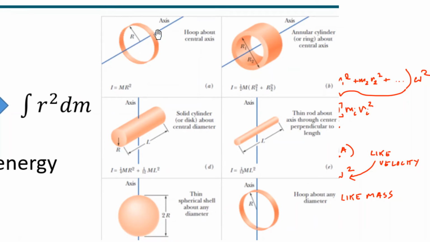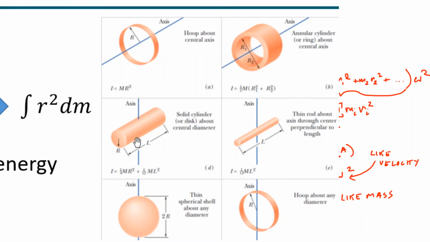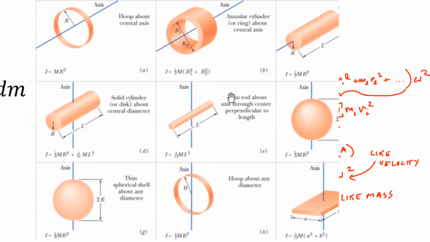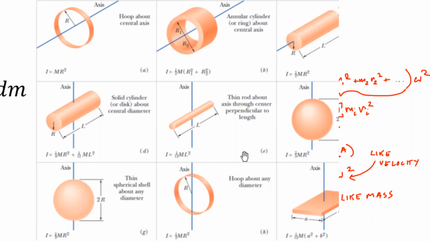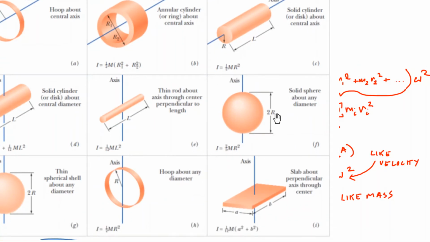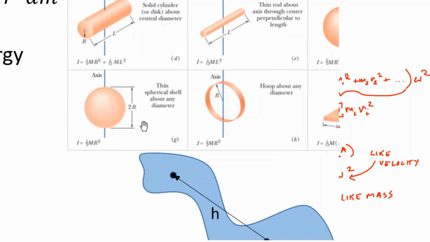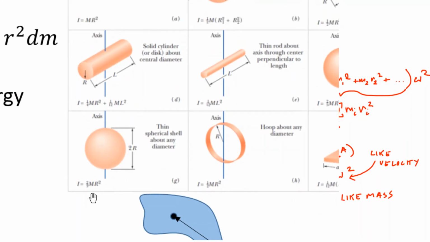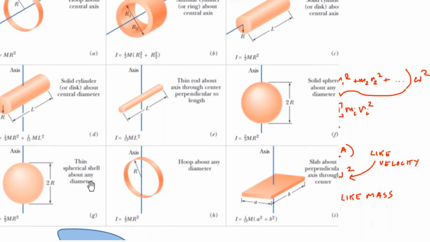For a hoop, the moment of inertia I just equals the mass times the radius squared. For, say, a thin rod about an axis through its center perpendicular to its length, so that would be like a pen rotating around its center, the moment of inertia is 1/12 m L squared. For a cylinder rotating around its central axis, or a disk, it's just 1/2 m r squared. A solid sphere is 2/5 m r squared. A hollow sphere, a thin spherical shell, is 2/3 m r squared.